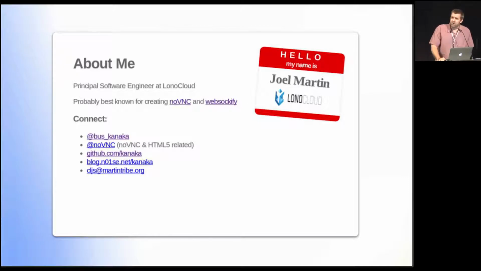My name is Joel Martin. I am a principal software engineer at LanoCloud, where we're doing some really cool stuff with Clojure and cloud. I'm probably best known in the open source community for having created NoVNC and WebSockify. NoVNC is an HTML5 VNC client. WebSockify is a WebSockets to TCP socket bridge. I created it so that NoVNC could connect to normal VNC servers. NoVNC and WebSockify are included in OpenStack, OpenNebula, Ganeti Web Manager, and a few other things.